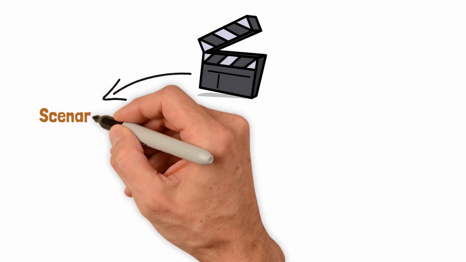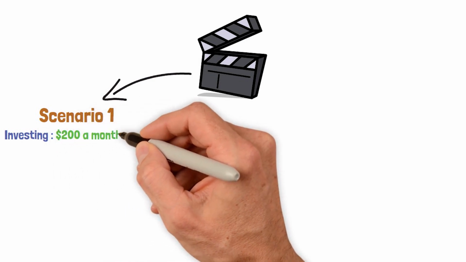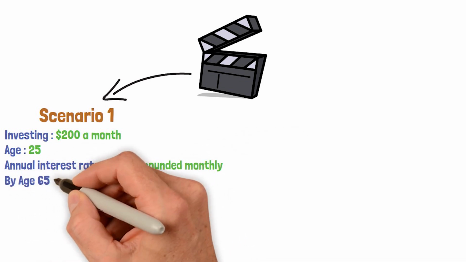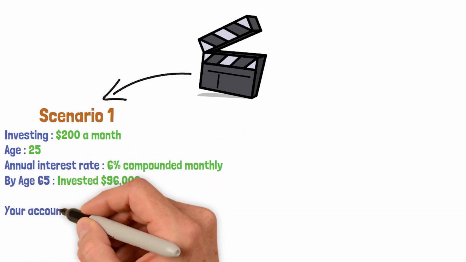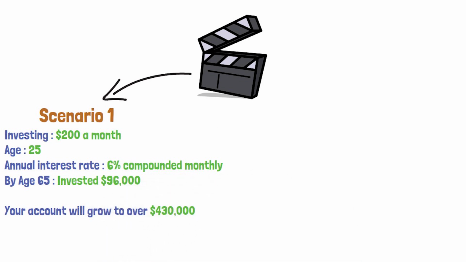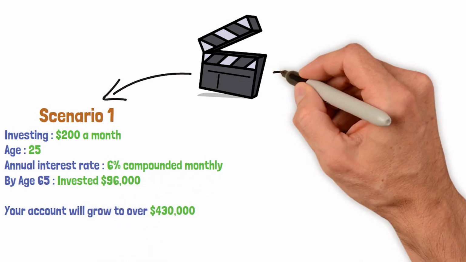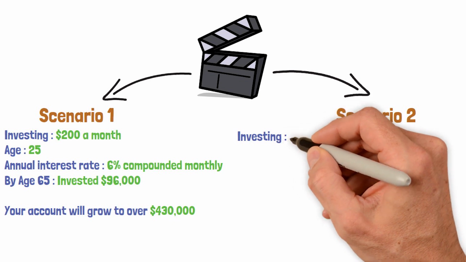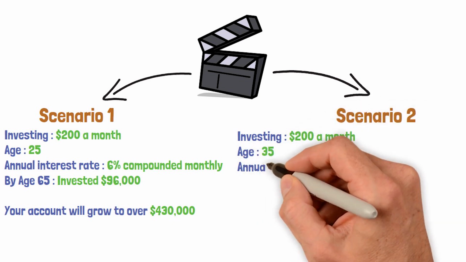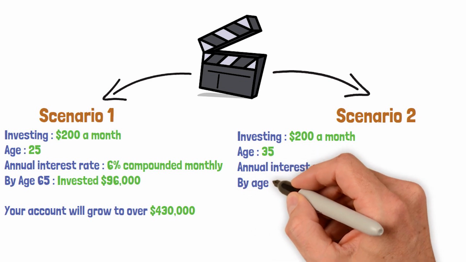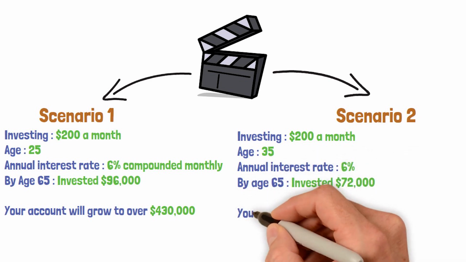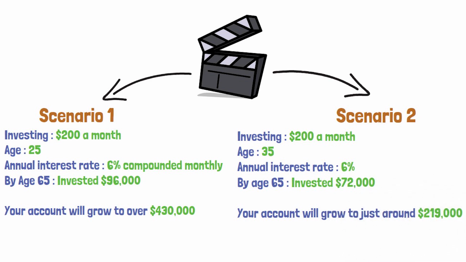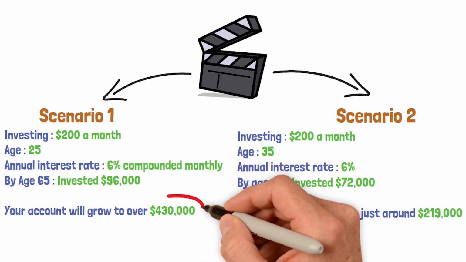Scenario 1. You start investing $200 a month at age 25, with an annual interest rate of 6%, compounded monthly. By age 65, you'll have invested $96,000, but thanks to compound interest, your account will grow to over $430,000. Scenario 2. You start investing $200 a month at age 35, with the same interest rate and compounding. By age 65, you'll have invested $72,000, but your account will grow to just around $219,000. Starting early makes a huge difference.